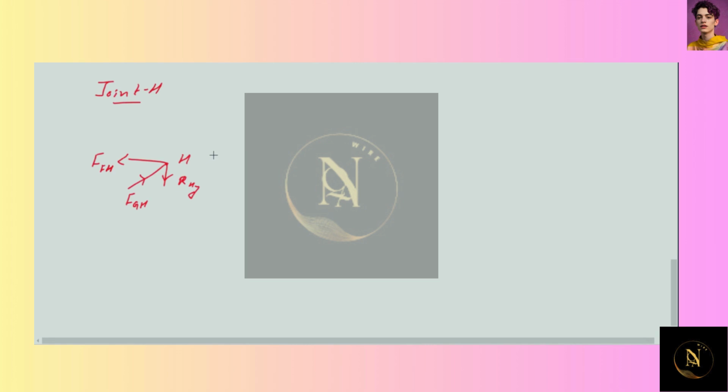So as this is joint H, let's first find the summation along H equal to 0. This gives you FGH cos of theta 3 minus 128 equal to 0. So from here, the FGH will be equal to 192.7 kilonewton, and FGH is going inward to the point H. That creates compression. Let's denote it by the letter C.